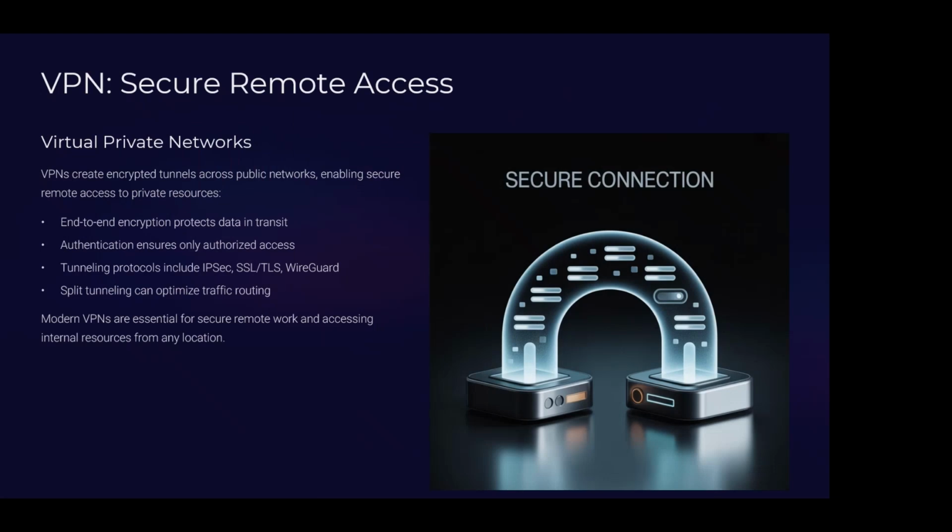Then next is VPN. VPN is virtual private network, which is a logical network, which is virtual, a logical network independent of the physical infrastructure, private because it provides privacy through cryptography to secure your network, and network is the interconnection of the devices. So virtual private networks create an encrypted tunnel across the public network, securing the remote access to the private resources. It provides end-to-end encryption, protects the data in transit.